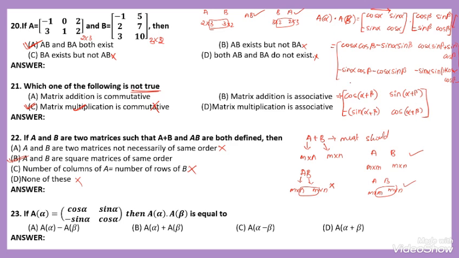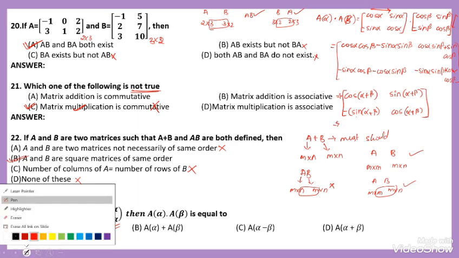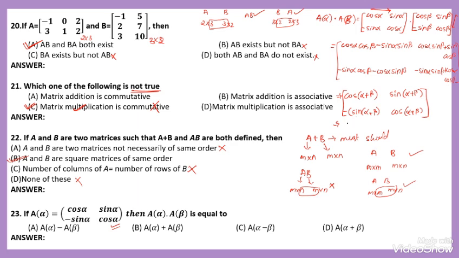Now, comparing this multiplication with the original matrix, in place of alpha, alpha plus beta is there for both cos and sin. So I can write this whole matrix as A of alpha plus beta. Therefore, option number D is correct.